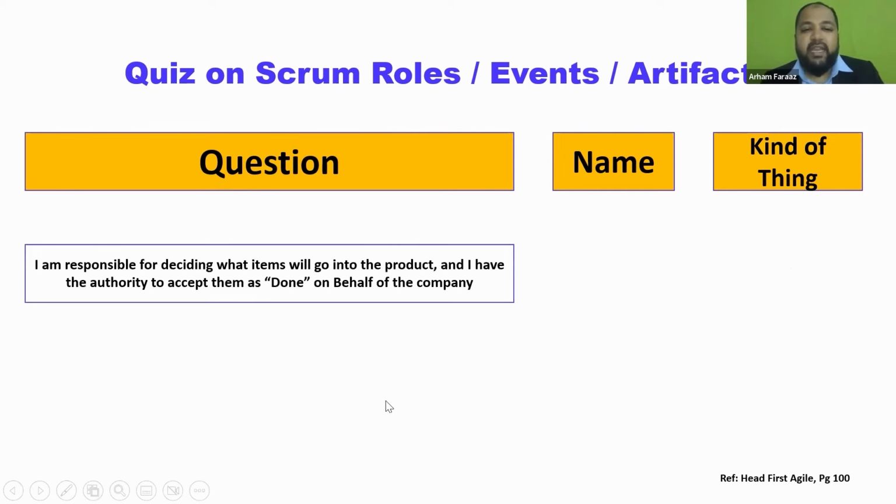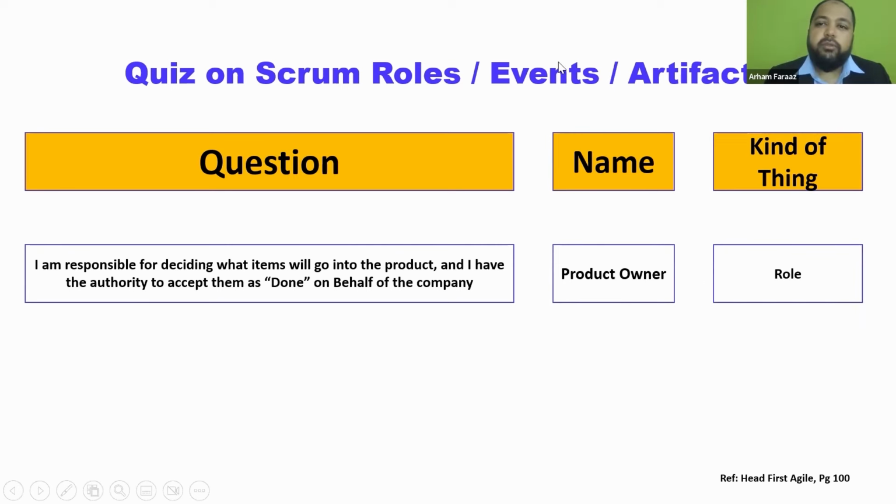I'm responsible for deciding what items will go into the product, and I have the authority to accept them as done on behalf of the company. So this is the product owner, right? And it's a role. So what does the product owner have? He is the person who is deciding what goes into the product. He has the authority on behalf of the company, right? So that's the product owner, and it's a role. Next one.